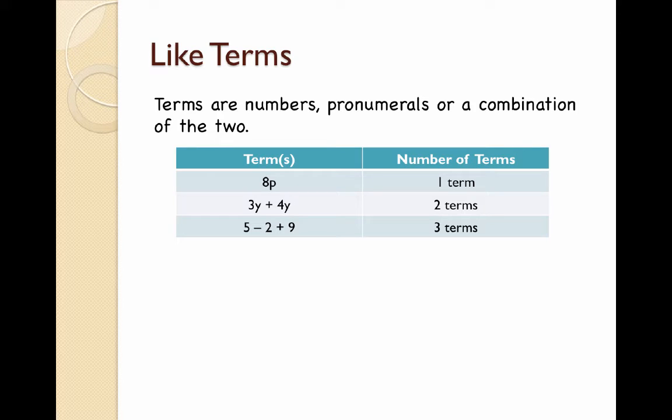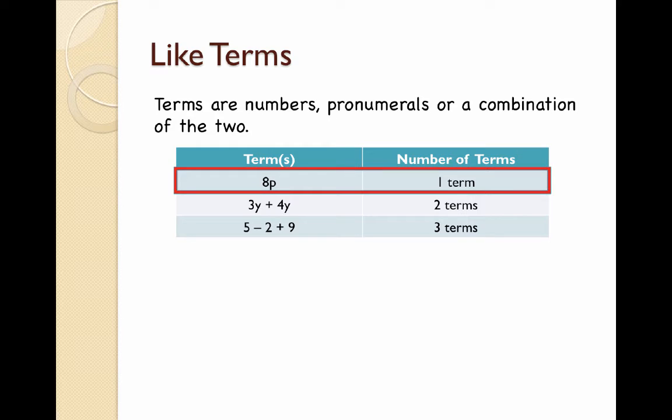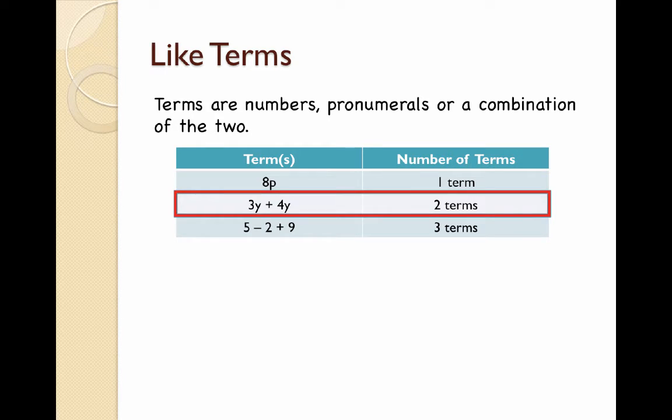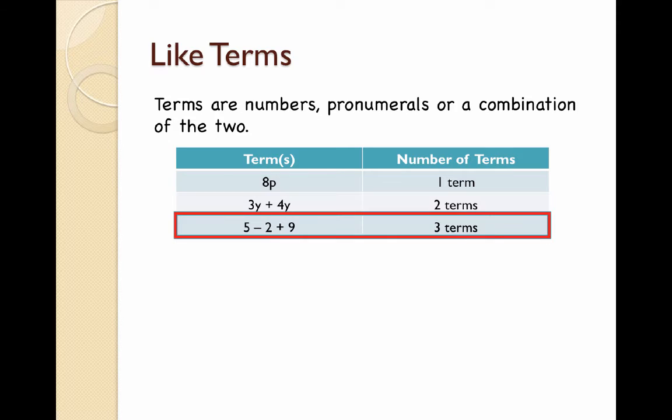Remember that terms are just numbers, pronumerals, or a combination of the two. 8p is just one term. When I have 3y plus 4y, those are two terms, and 5 take away 2 plus 9 has three terms. Those three terms are the 5, the 2, and the 9.